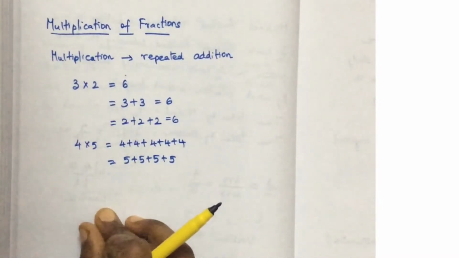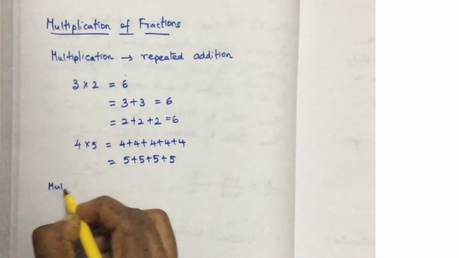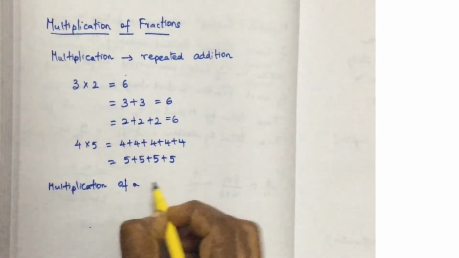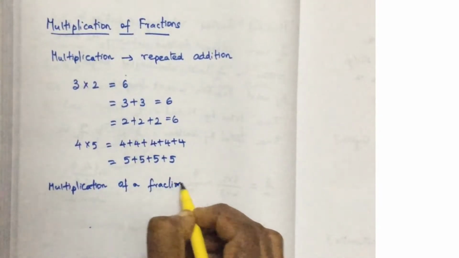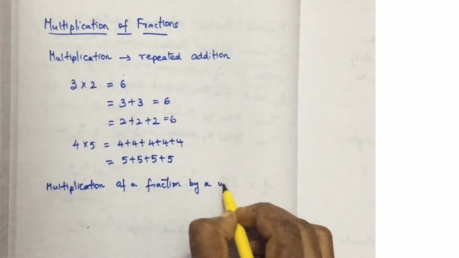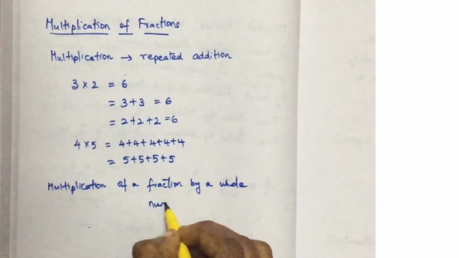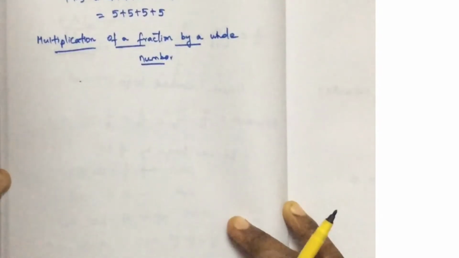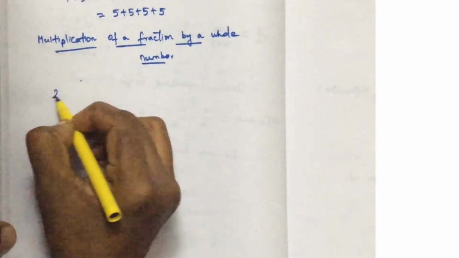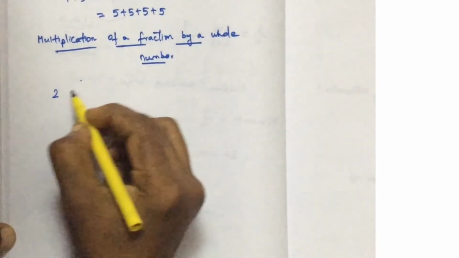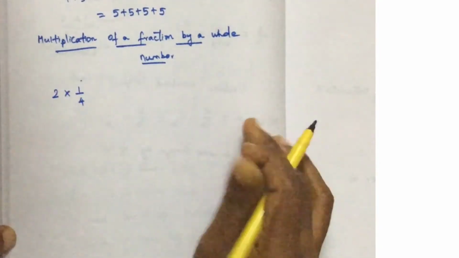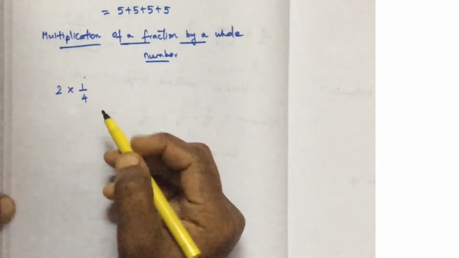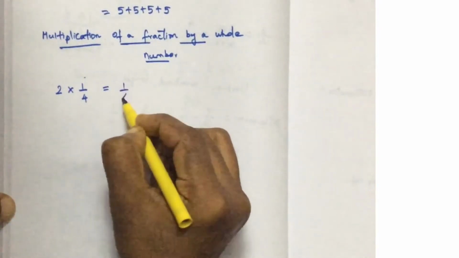First we will start with how to multiply a fraction by a whole number. Multiplication of a fraction by a whole number. Let me take an example, 2, where 2 is a whole number. 2 is multiplied by 1 by 4. Now I am going to represent this multiplication as repeated addition. That is, I am going to add 1 by 4 two times.